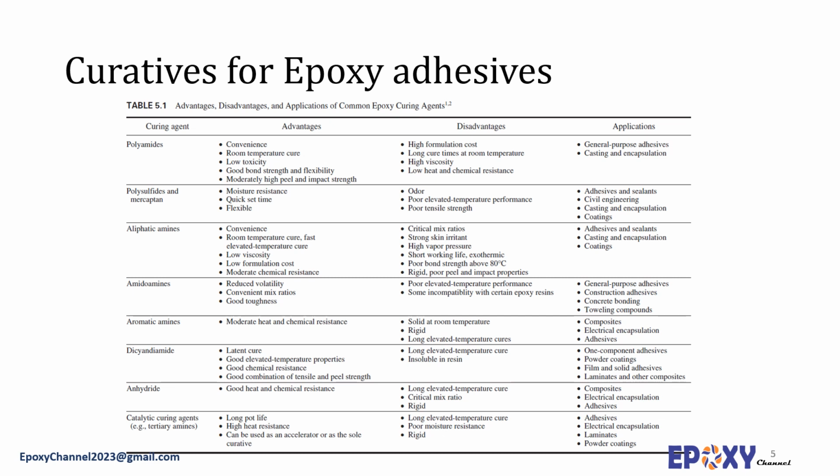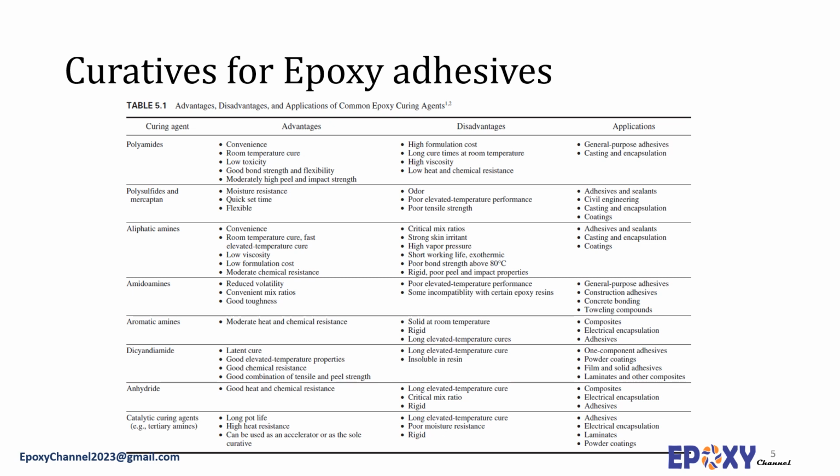Polyamides render low viscosity and their use is easy at room temperature. They show good bond strength and moderately high peel and impact strengths. However, they are comparably expensive and require long curing periods. They also have a high viscosity and their chemical resistance is not high. They can be used in general purpose adhesives or for encapsulation.